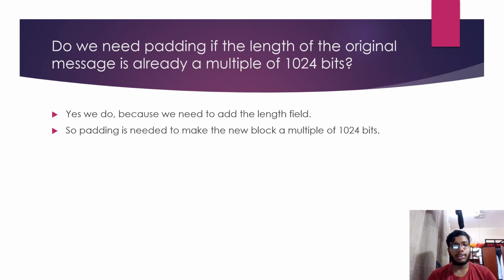Now these are some questions which we commonly ask about the padding. If the original message was 2048 bits, which is actually a multiple of 1024, should I still do the padding? Yes, because the receiver needs to know the length of the original message, whether there was any padding or not. So we need to insert the length of the message. We have introduced 128 bits again, so this makes the message go out of sync with the multiple of 1024.